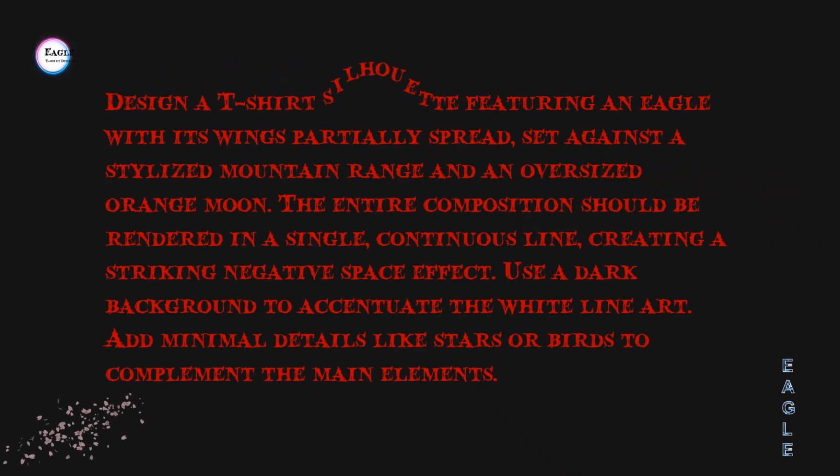Design a t-shirt silhouette featuring an eagle with its wings partially spread, set against a stylized mountain range and an oversized orange moon. The entire composition should be rendered in a single, continuous line, creating a striking negative space effect. Use a dark background to accentuate the white line art. Add minimal details like stars or birds to complement the main elements.